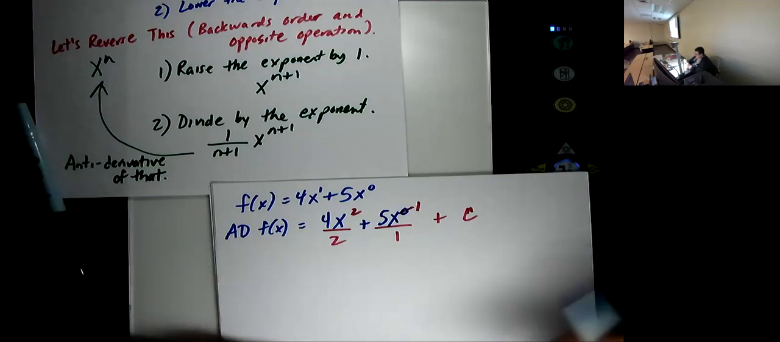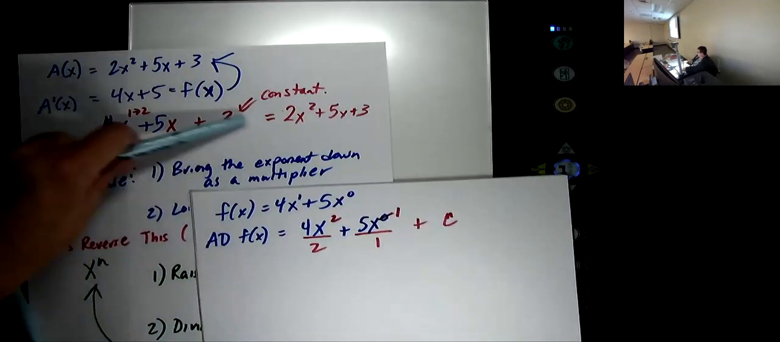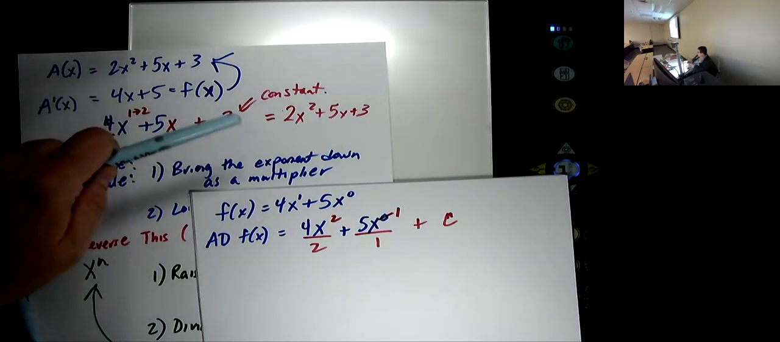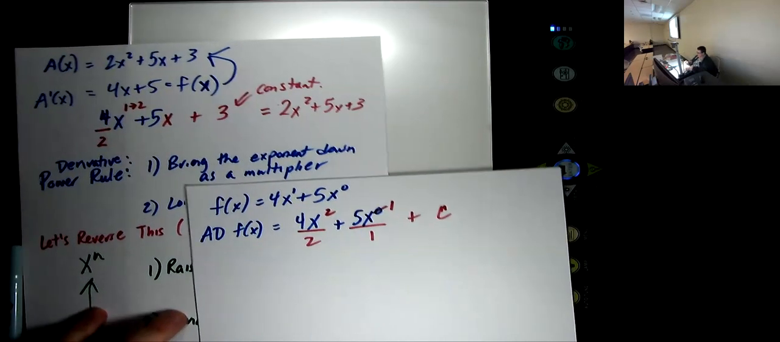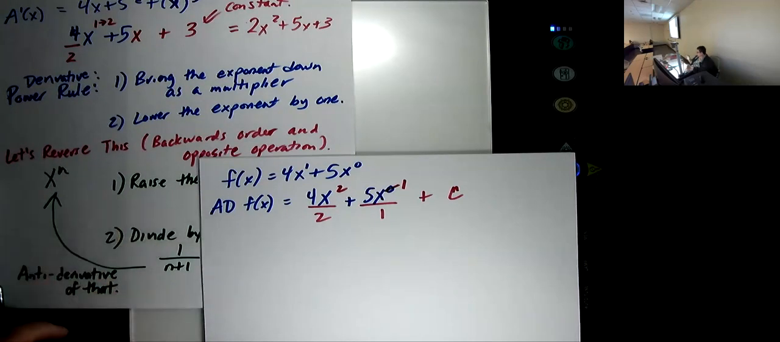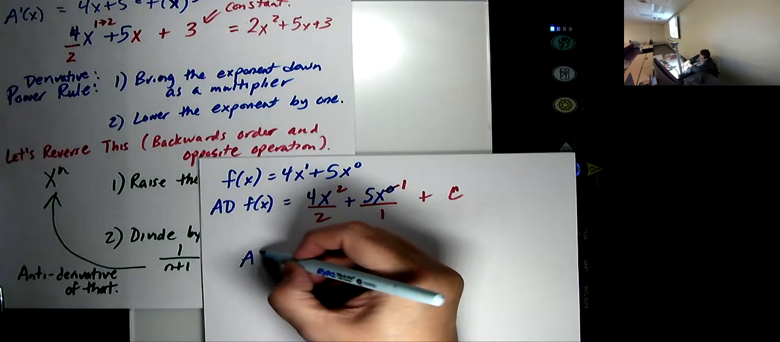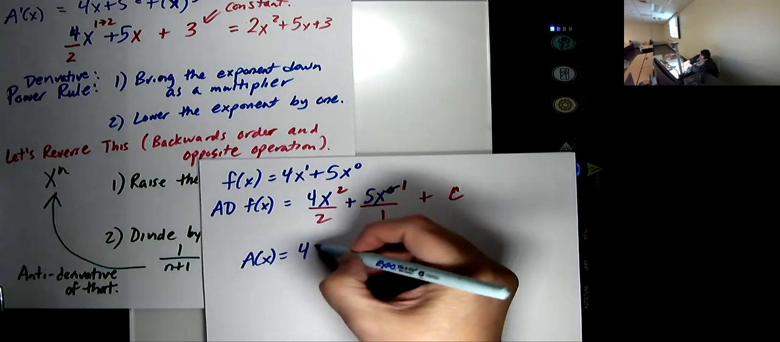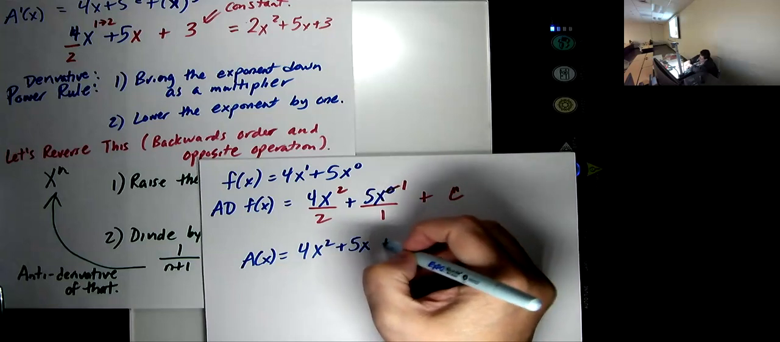How do we know that we have a constant? Because we found the area the long way, without the triangle. We always have a constant. I'll give it a name in a little bit. Let's just call it the constant for now. So my A of x is looking like 2x squared plus 5x plus C.